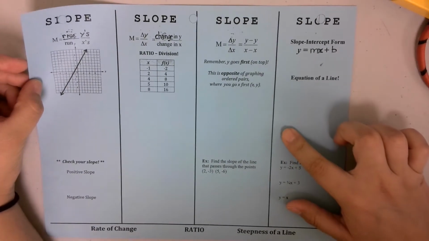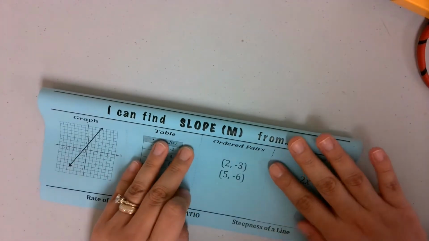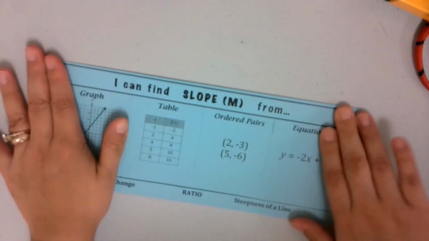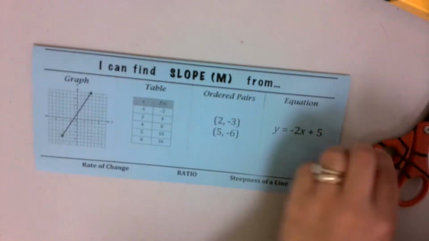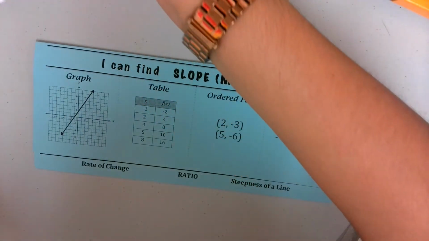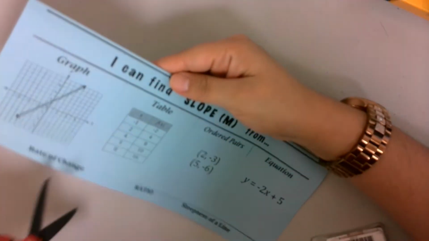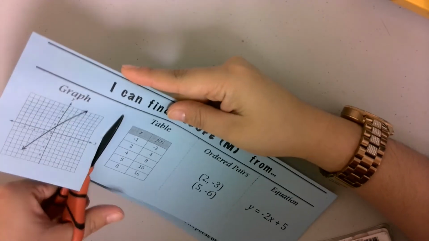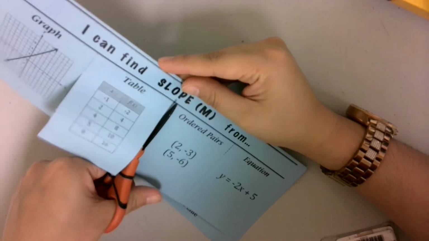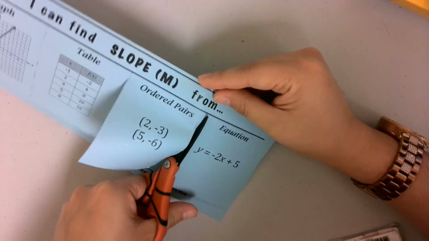Alright guys, so we're going to start off with this foldable. It's going to fold like this. It's going to fold like that, and then you're going to cut on the dotted lines. Cut on the dotted lines, and they're going to make flaps. We are talking about slope today, more like reviewing slope. So we're just going to talk about slope.